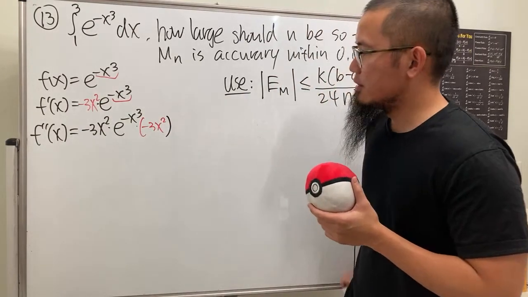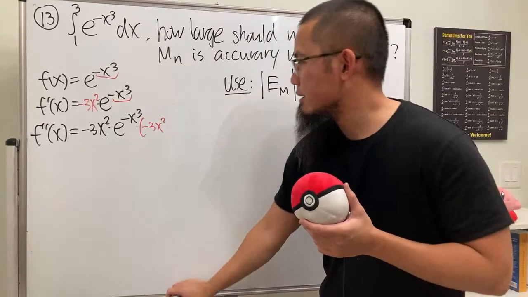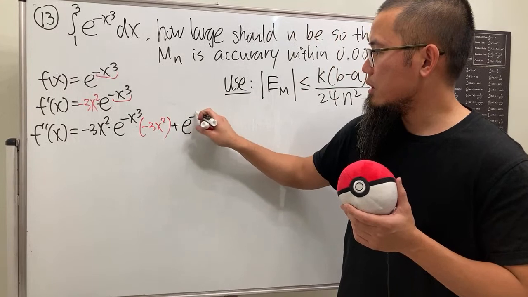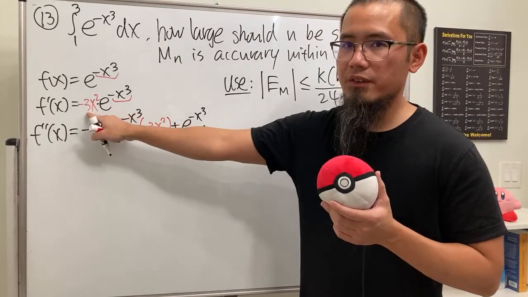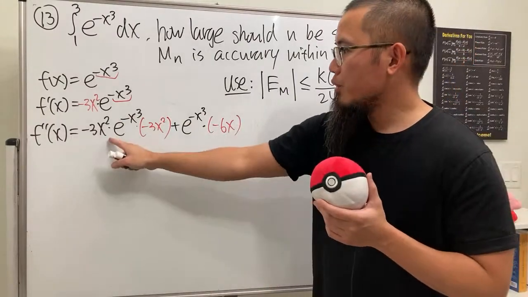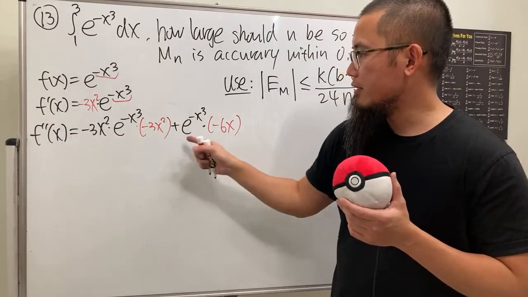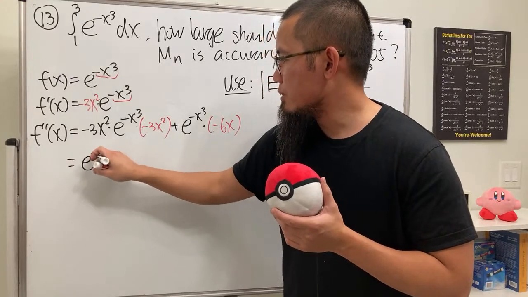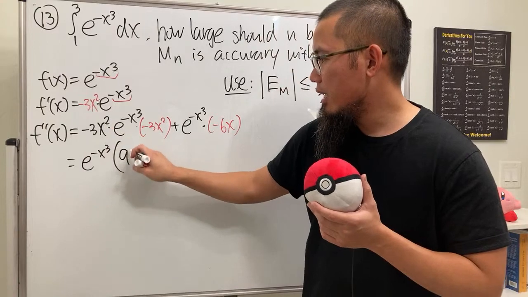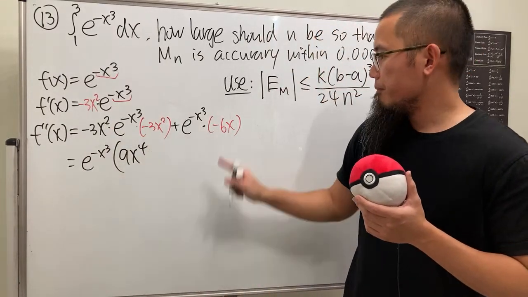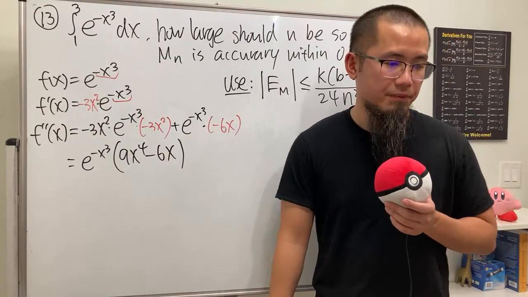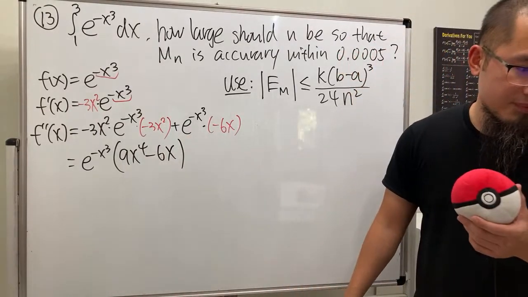Wrong color. And then we add the second function times the derivative of the first, which is negative 6x. I'm going to simplify this a little bit. I can factor this out. So this is e to the negative x to the third power. And then this times that is 9x to the fourth power minus 6x. So that's the second derivative.